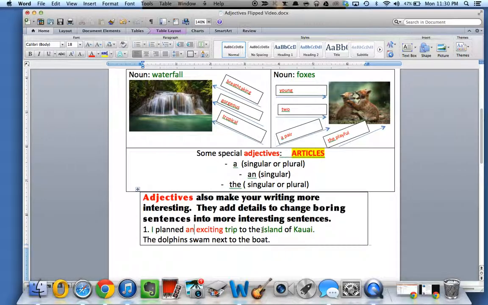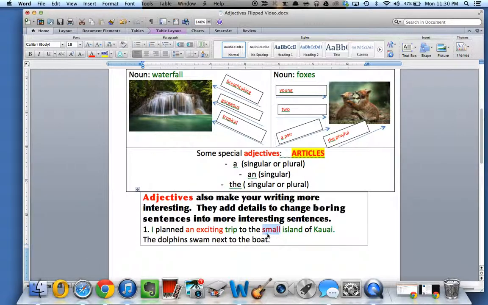Let's add something to this island. Well, what kind of island is it? We could say even the size of it. So I know that Kauai is a small island. I think I'm going to use small as my adjective. I planned an exciting trip to the island, or to the small island of Kauai.